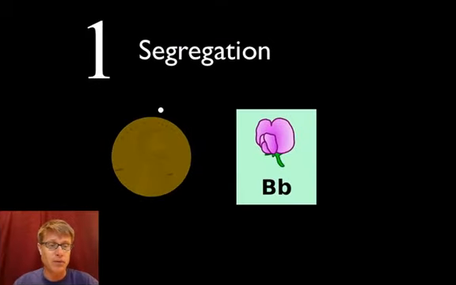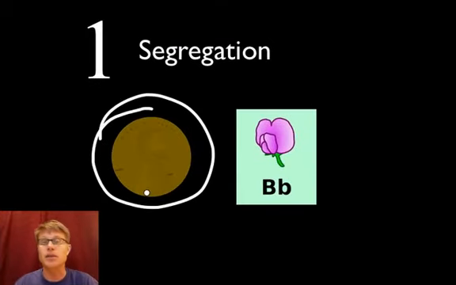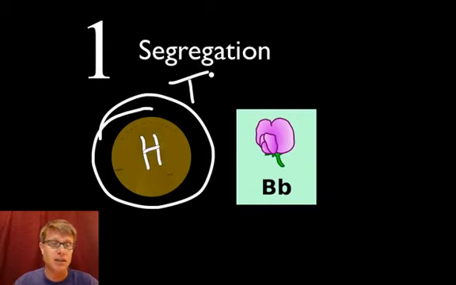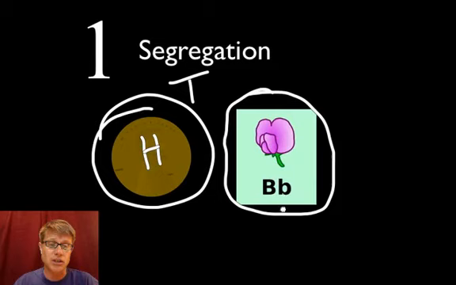And I got a coin here because the actual way you get genes is almost like a coin flip. So if you think about a coin, it has heads on one side and tails on the other. When you flip a coin, what are the odds that you're going to get heads or tails? Well, it's a 1 in 2 probability that you'll get heads. Same thing with genes.